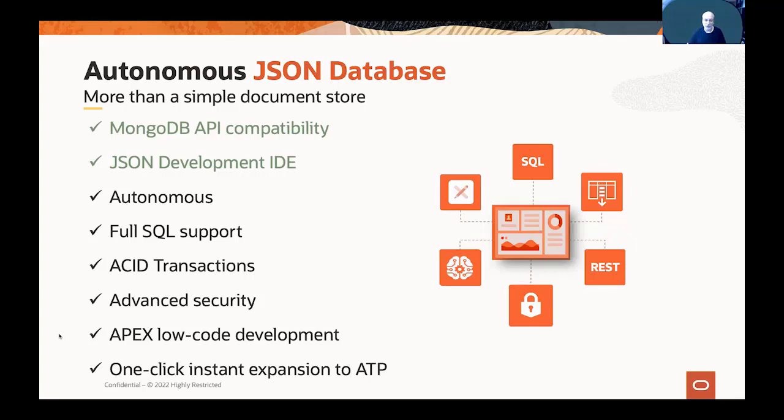And then if you ever outgrow autonomous JSON, you need to add more than 20 gigabytes of non-JSON data, and it's a one-click expansion to the full ATP capabilities.